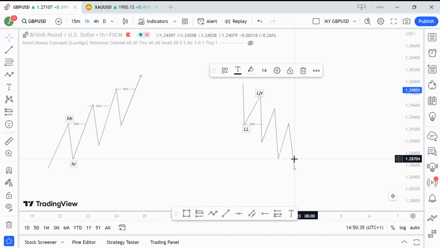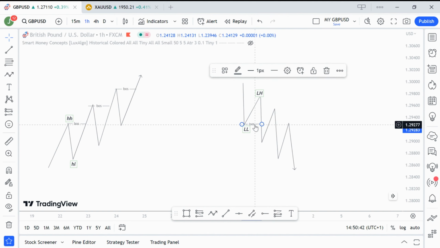It either breaks structure upwards or downwards. So in a downtrend, note that the market is trending downwards, creating new lower lows and new lower highs. Then in an uptrend, the market is trending upside, breaking the structure to the upside, creating new higher highs and new higher lows.